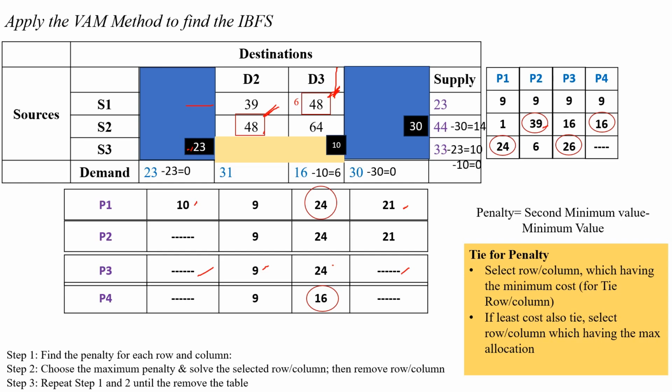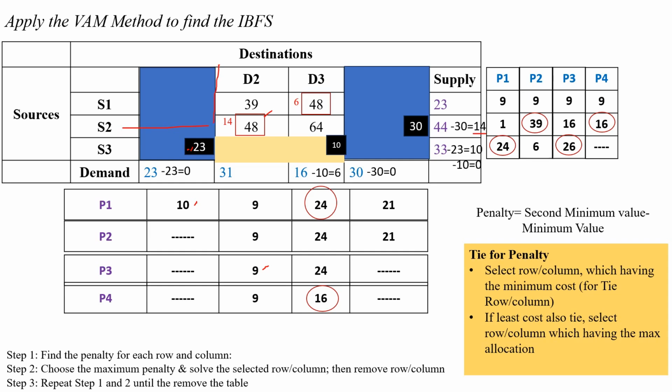Then allocate the 6. Similarly observe the S2 row as well as the D2 column. Here observe the supply is 14 and demand is 31. So the minimum is 14. So here we are getting the allocations of 6 and 14. In this condition we have to choose the maximum allocation. So the maximum allocation is for the S2 row and the D2 column cell.